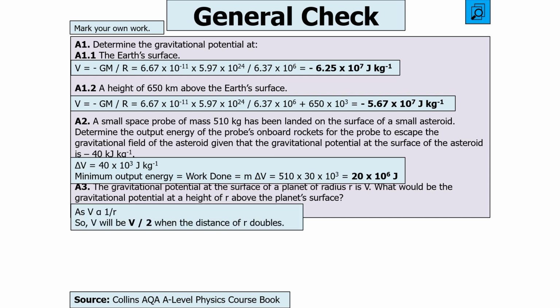The next question is, we know V is directly proportional to 1 over R. We can tell that from the equation V equals minus GM over R. So if G and M are constant, V is directly proportional to 1 over R. So therefore, if the height is doubled, we can say that the potential is going to be halved, because they're inversely proportional.